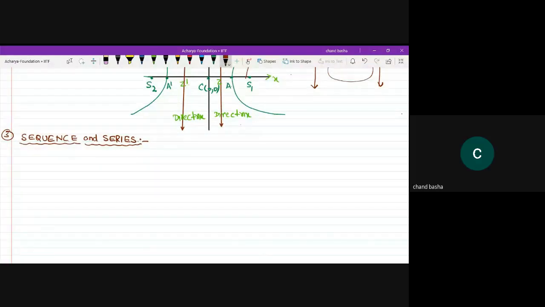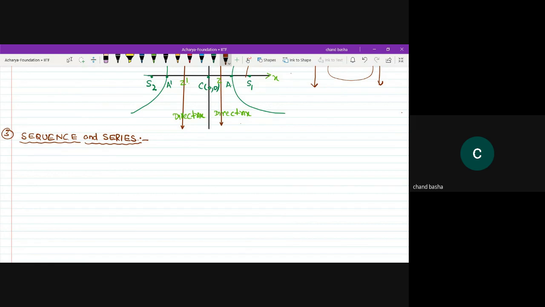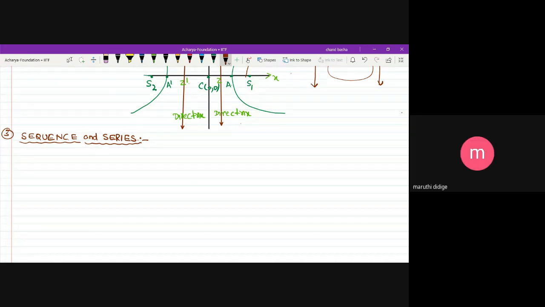In mathematics, the sequence is the set of numbers that can be arranged in a systematic order with a definite rule or formula. It is an arrangement of numbers or objects or alphabets, as you said, Sir, that can be arranged in systematic order with a definite rule or formula. Right? You have to listen carefully. The definition of the sequence.